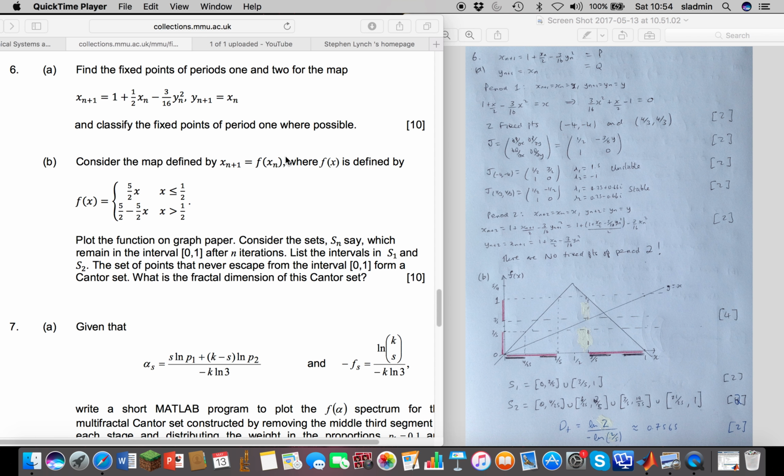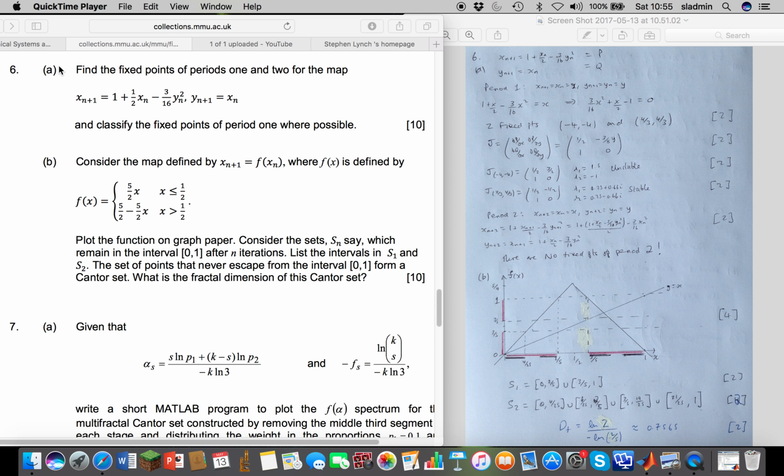Number 6 from the 2014 examination paper for Dynamical Systems and Chaos. Question 6a asks you to determine fixed points of periods 1 and 2 for this two-dimensional discrete map and classify the fixed points of period 1. And 6b asks us to find the intervals, the sets of points which never escape on the interval 0, 1 for this mapping. And we get a Cantor set and we need to find a fractal dimension of that Cantor set.